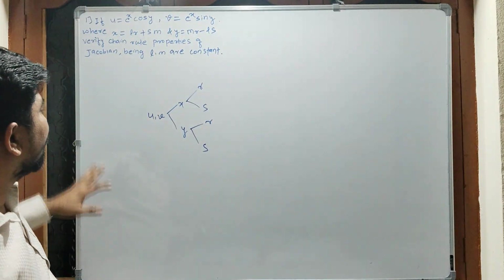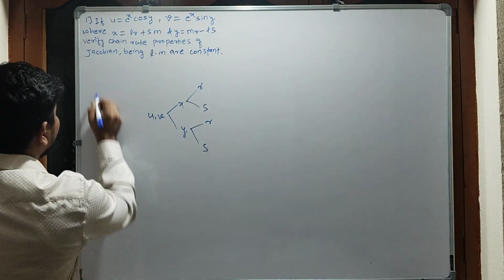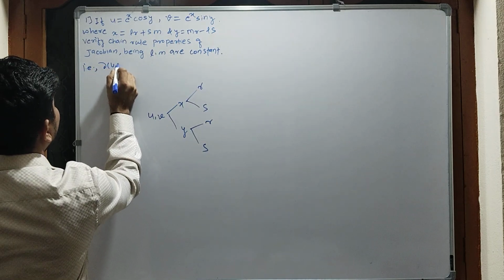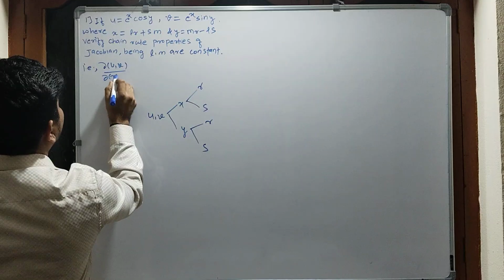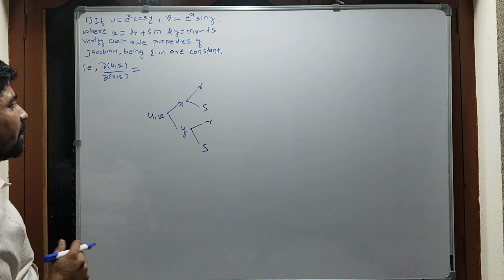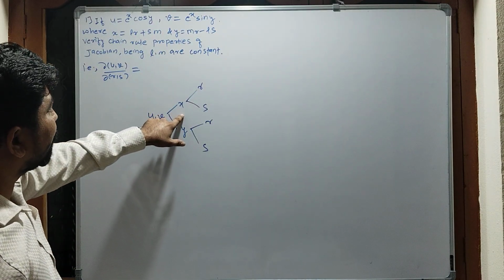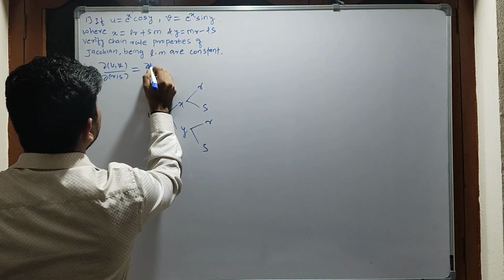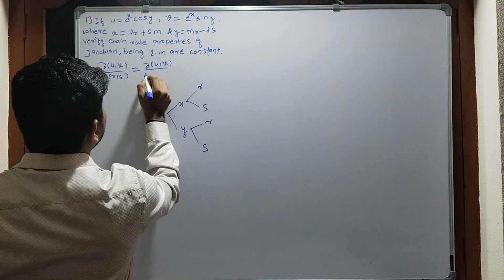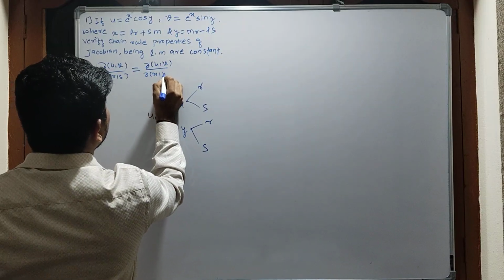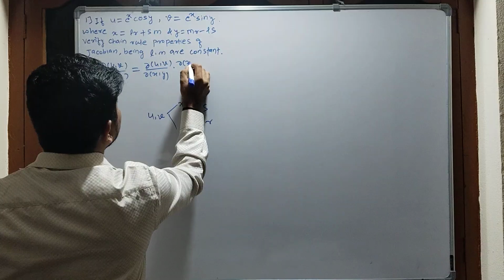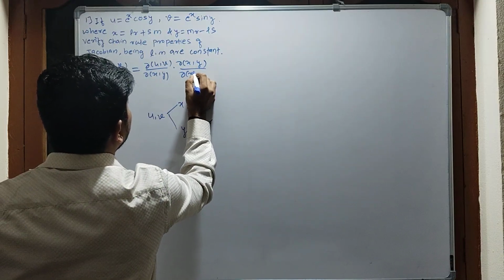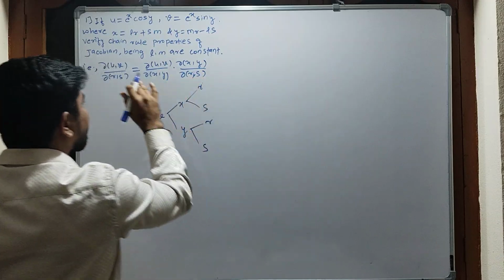That means we have to show that the Jacobian of u comma v with respect to r comma s is equal to the Jacobian of u comma v with respect to x comma y, into the Jacobian of x comma y with respect to r comma s. This is what I have to show.